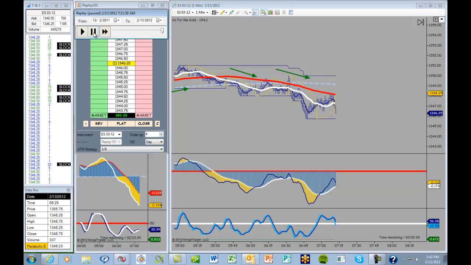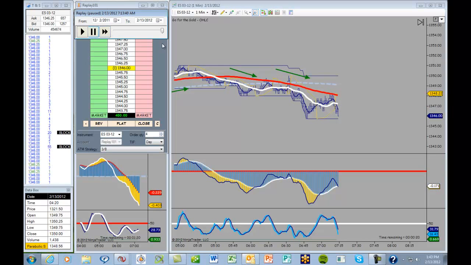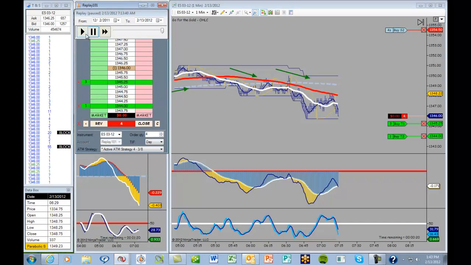Okay, and pause. We flip the parabolic. We're almost to a crossover here. We've got the stochastics heading south. We've got this stochastic heading south, and this one, of course, is already good and bearish. We'll turn this on and watch just a bit more. Okay, now I paused it. Now we've got the crossover, and here comes the short trade.